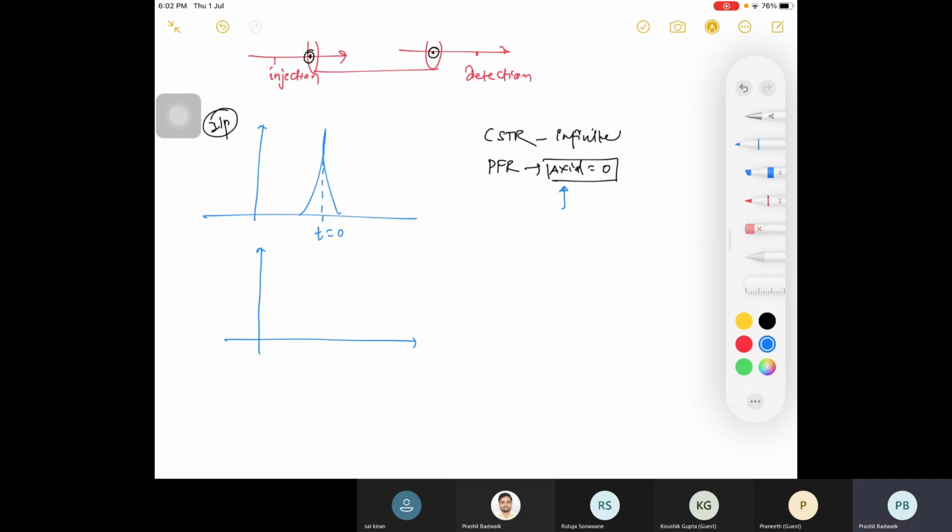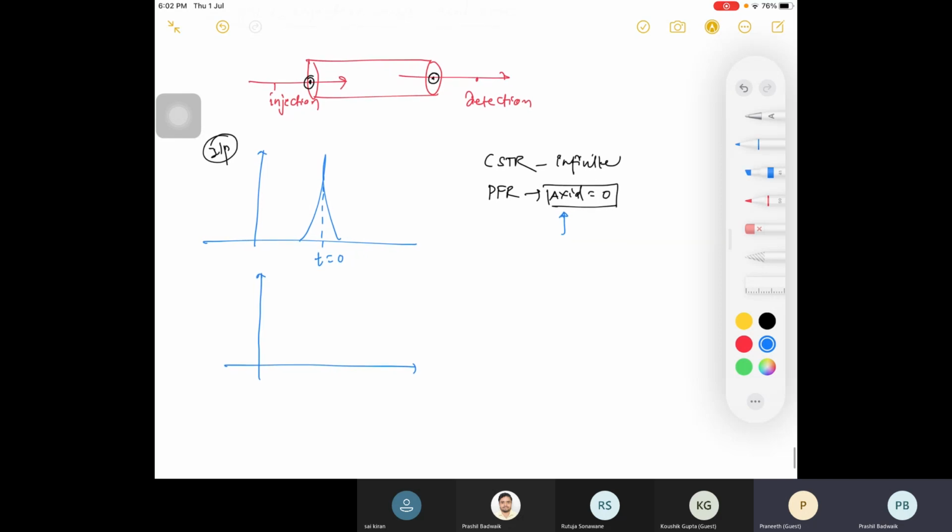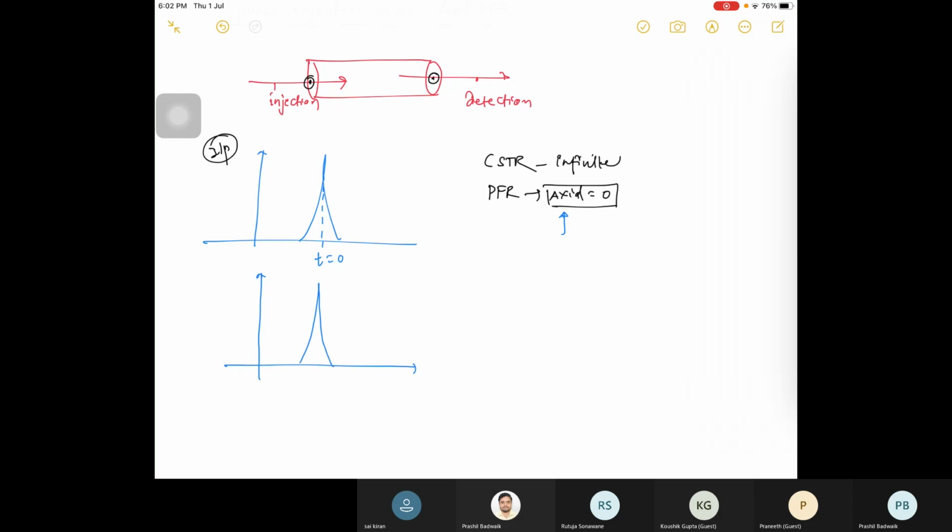Any guesses? It would be the same as the input. Yes, it is the same because you won't have any axial mixing. Whatever molecule is going inside comes out as it is, at the same time with the other molecules which entered at the same time, right? So you will get the same profile.